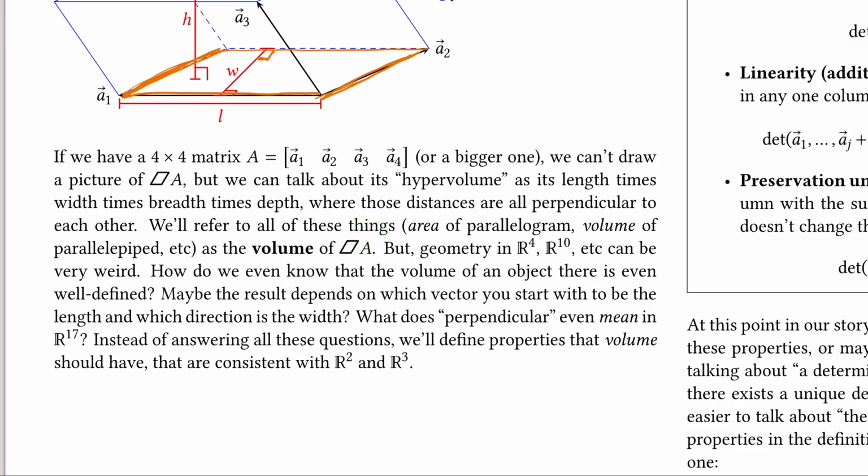Even if A is a 5 by 5 matrix, we're talking about a 5-dimensional hyperparallelepiped. And the 5-dimensional volume of that, we're going to use the same term as the volume of a 3-dimensional parallelepiped and the same term for the area of a parallelogram. All of these things are called volume.